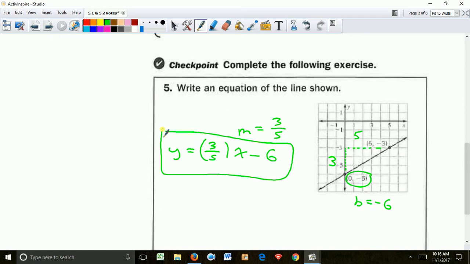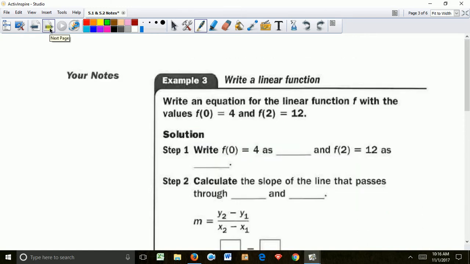Moving on. Here they have a way of writing 2 points using function notation. Here it says write an equation for the linear function f with the given values. F of 0 is equal to 4 and f of 2 is equal to 12.